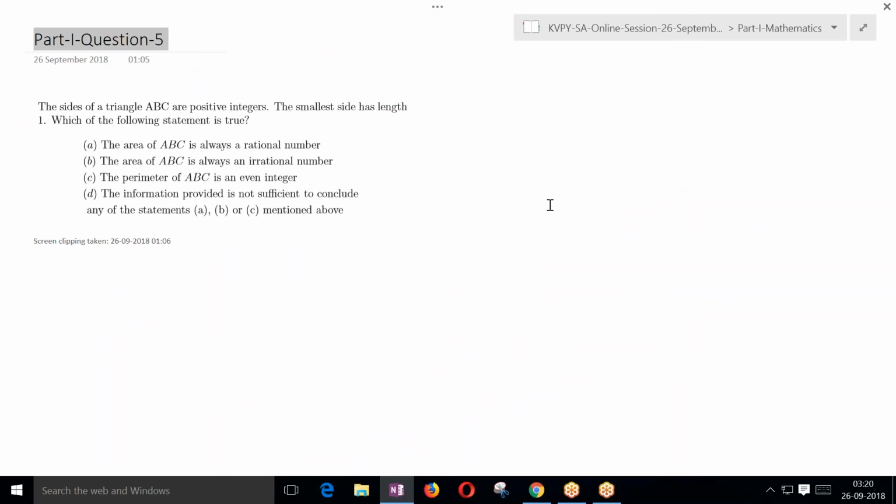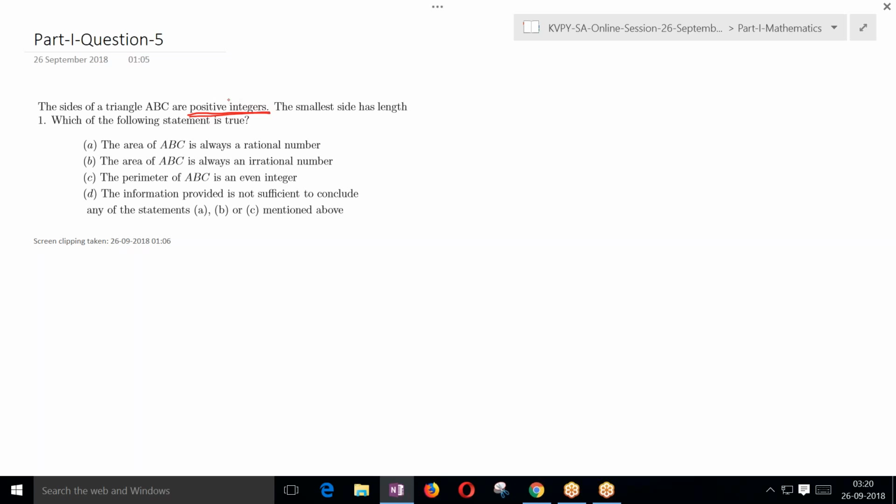In the next question, it is given the sides of a triangle ABC are positive integers. Very important statement. Sometimes we overlook these basic fundamental conditions given. Always emphasize, because in KVPY, and it's true for IIT JEE Main and Advanced as well, there are a lot of dependencies on these words: positive integers. The smallest side has length 1. Which of the following statements is true?